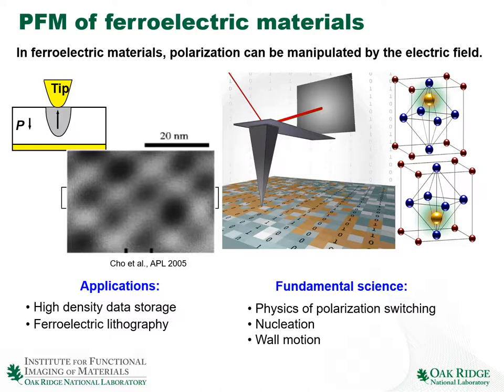density. Another example, when switching the ferroelectric domain is useful, is so-called ferroelectric lithography, or using polarization manipulation to create nanostructures. And I will show a few examples of the ferroelectric lithography later in this presentation. Furthermore, by studying polarization switching, we can get a very deep insight into the physics of polarization switching. So we can explore phenomena such as domain wall nucleation or domain wall motion, and that tells us something about the physics of the ferroelectric material.